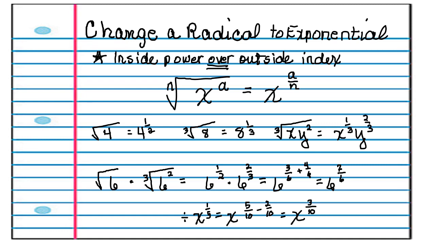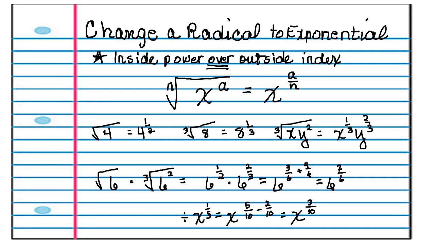Moving down to a real operation here, the reason why we change these radicals into being exponential is that generally we can't multiply different types of radicals. Here we have a square root and a cube root. So in theory, we can't multiply them together in this form. However, if we change them to be exponential, the first one being 6 to the 1/2 times 6 to the 2/3, and remember it's inside power over outside index. It's where the 1/2 and the 2/3 come from.